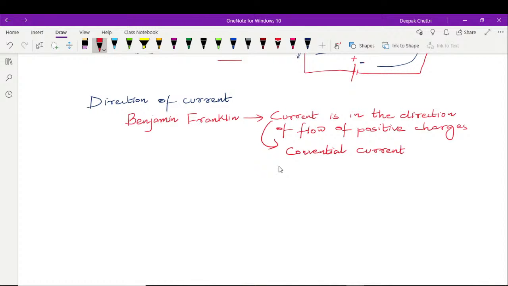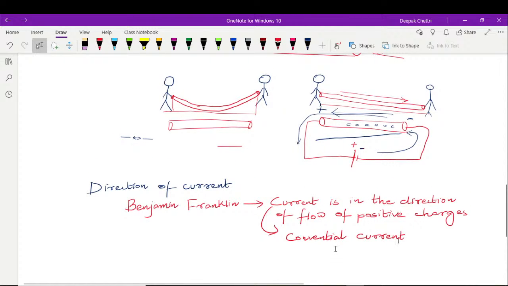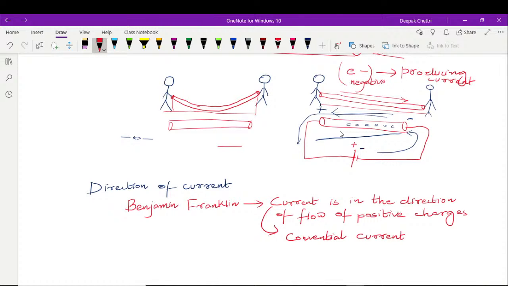Current is in the direction of flow of positive charges, but like I said, it is not the positive charges that are responsible, it is the electrons. I am talking about metal. In a metal, it is the electrons which are responsible for producing current, and we all know that the charge of an electron is negative, right? Understand?